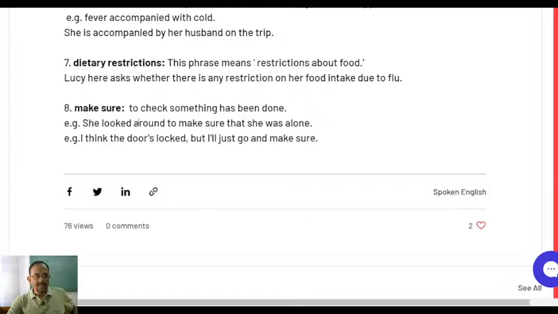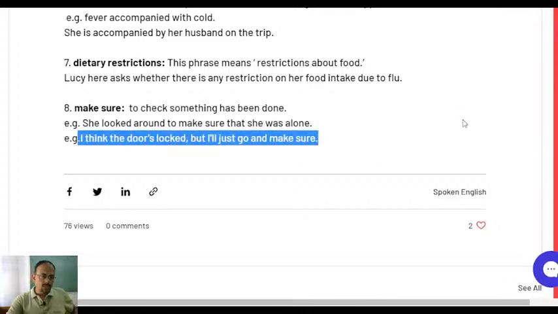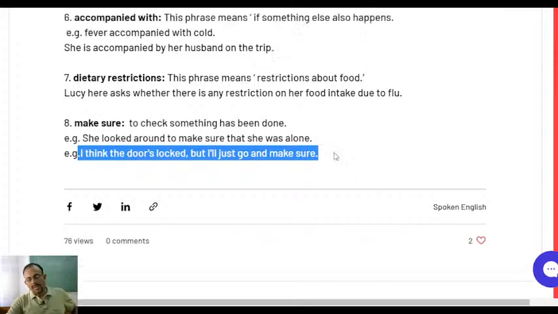Remember. Then make sure to check something has been done. She looked around to make sure that she was alone. I think the doctor is locked, but I'll just go and make sure.